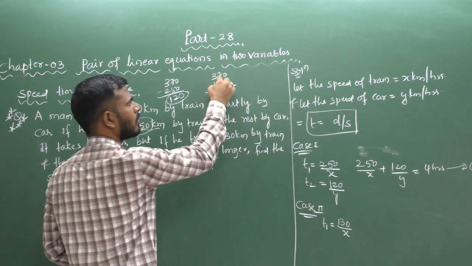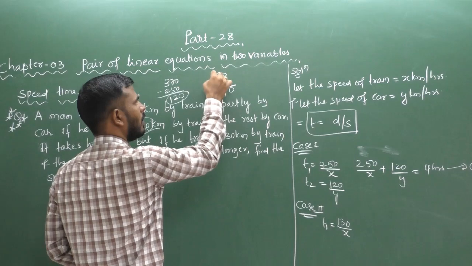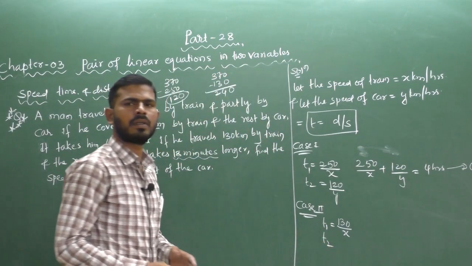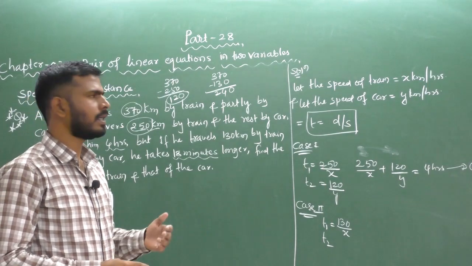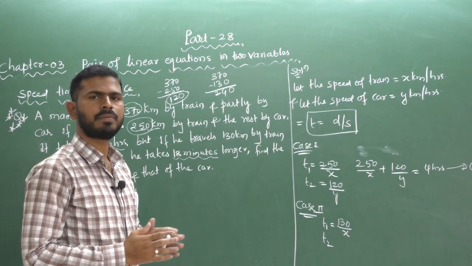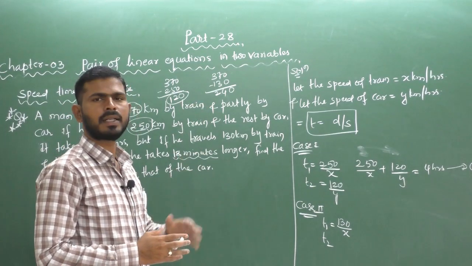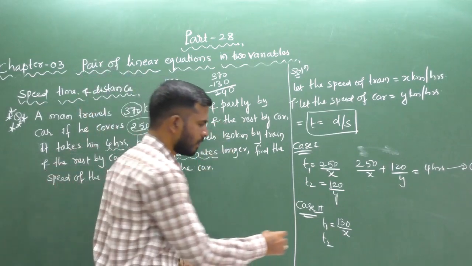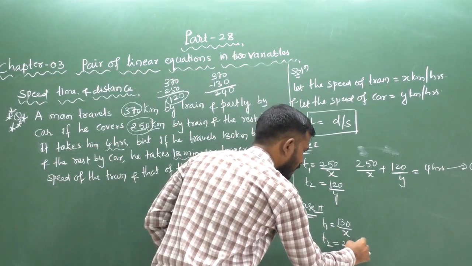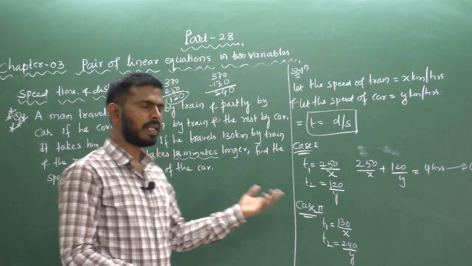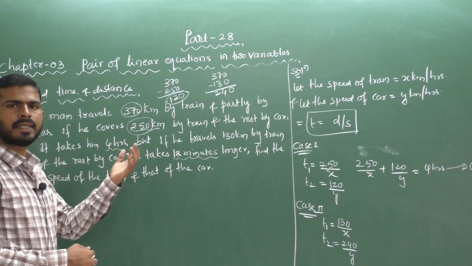7 minus 3 is 4, here 240. So the car covers a distance of 240. 130 is covered by the train, and the remaining 240 kilometers the car will cover. The total distance is 240 and the speed is y. So next, together you have to add to get the time.